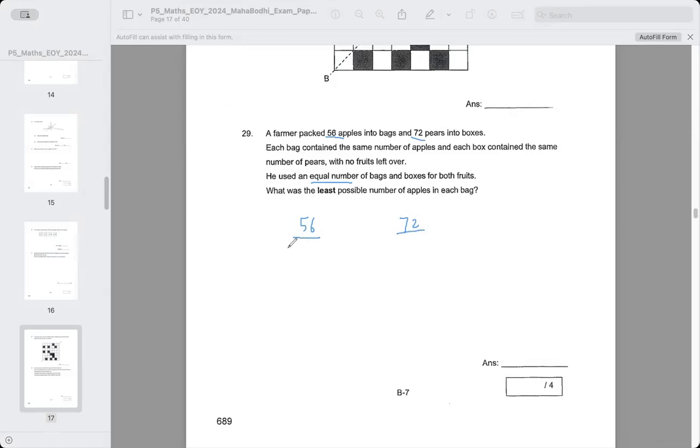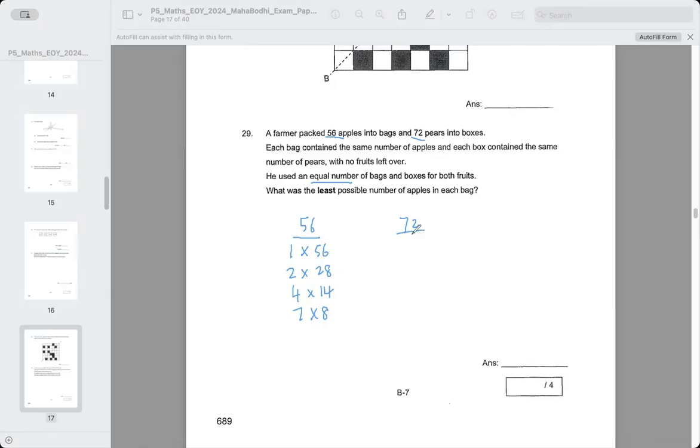Okay, so for 56, it will be 1 times 56, and then 2 times 28. 3 is not a factor of 56. Then I'll move on to 4 times 14. 5 is not, 6 is also not a factor of 56. Then we'll move on to 7 times 8. Then 8 is over here already. So that's all for 56.